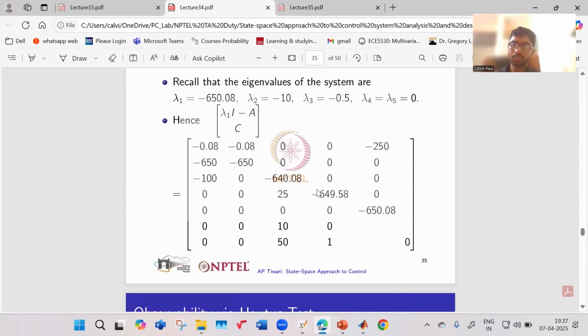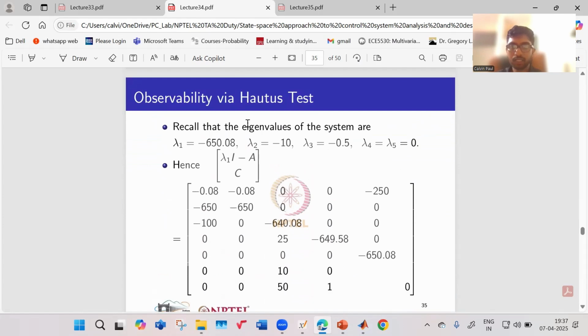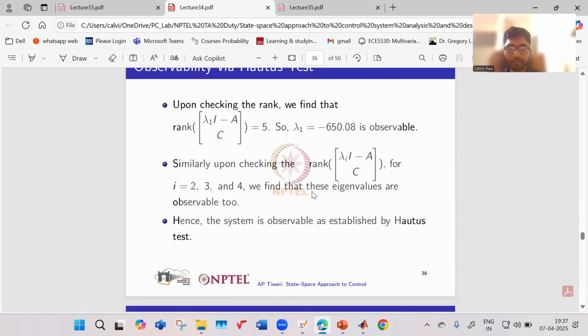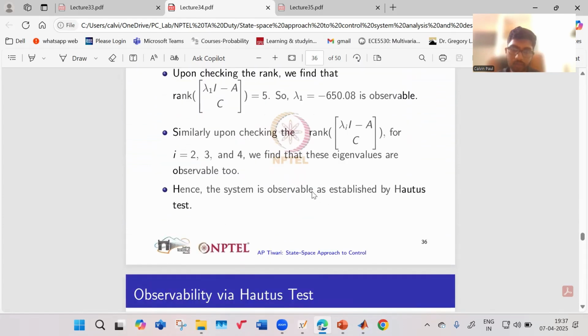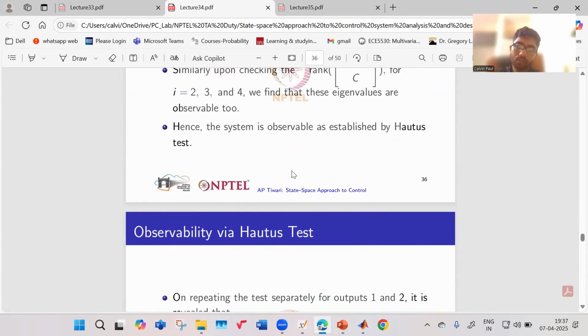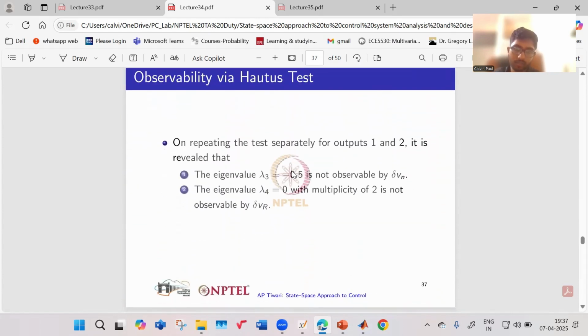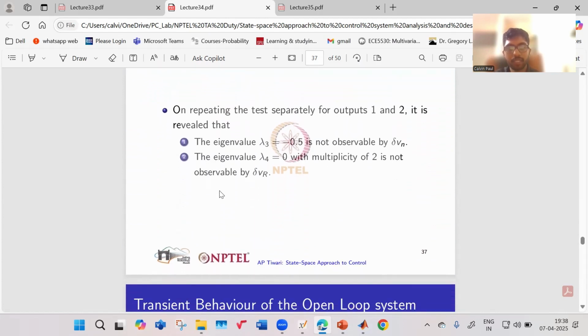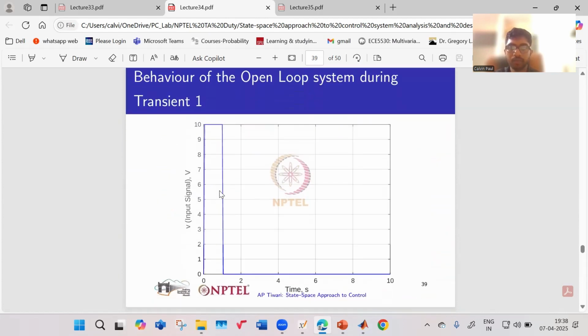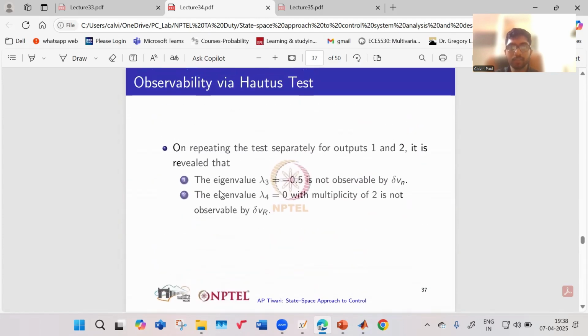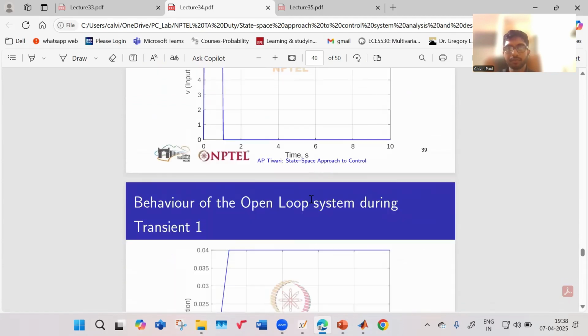So Sir has also done observability via the auto test. So the auto test criterion also can be used. Eigenvalue lambda 3 equal to minus 0.5 is not observable by delta Bn, and eigenvalue lambda 4 equal to 0 with multiplicity of 2 is not observable by delta Bn bar. But together they are observable. If we consider both outputs, they are observable.